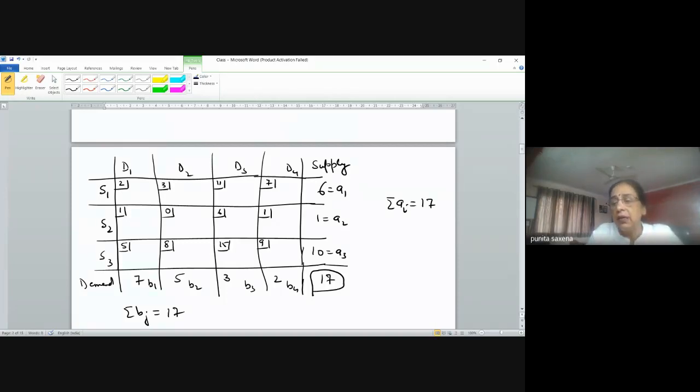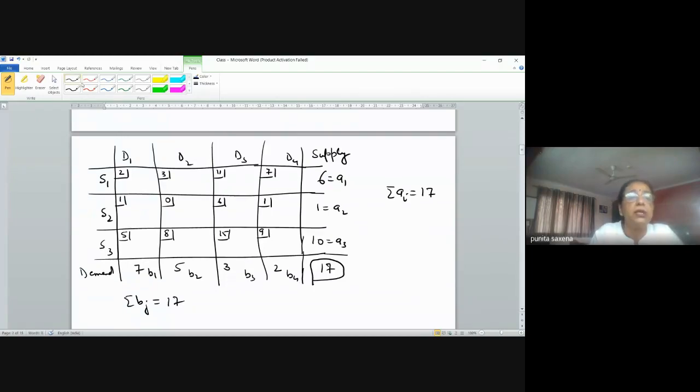Is that okay? Now we start the allocations. What we'll do is we start with the northwest corner. Now this is your cell number 11, where we have to make the allocations. And the allocation has to be the minimum of A1 and B1. Now, how much is the minimum of A1 and B1? It has to be the minimum of 6 and 7. So we allocate 6 here. That means the first source will supply 6 units to the first destination.